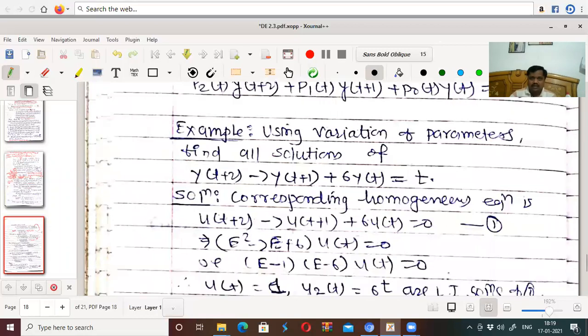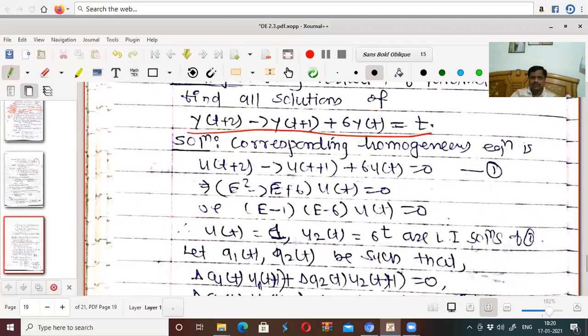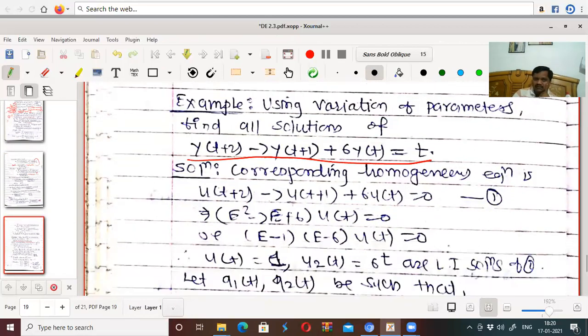Okay, that is it. Now we will solve some examples by using this variation of parameters. So find all the solutions of yt plus 2 minus 7yt plus 1 plus 6yt equal to 0. Let us solve. Now this is, no doubt, an equation with constant coefficients, which can be solved by using variation of parameters. So the corresponding homogeneous equation is ut plus 2 minus 7ut plus 1 plus 6ut equal to 0. This is the corresponding homogeneous equation of the given equation 1.